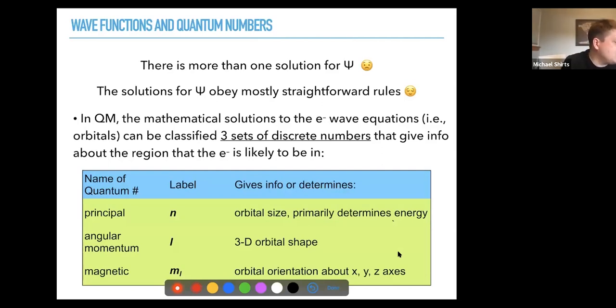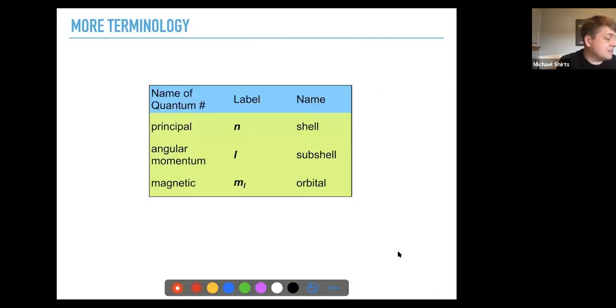The angular momentum, we label that by L, and that's the 3D orbital shape. And the magnetic quantum number, which gives the orbital orientation about the x, y, and z axes. Other words you can use, the principal quantum number n is also called the shell. The angular momentum is sometimes called the subshell, and the magnetic is sometimes called the orbital. So shell, subshell, and orbital are just ways of saying electrons that have certain principal quantum numbers, angular momentum quantum numbers, and magnetic quantum numbers.